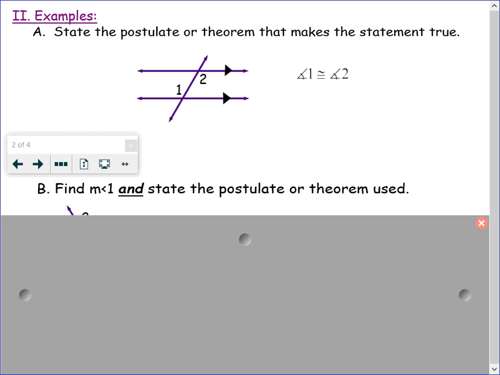We're going to look at a variety of types of examples. Our first example says, state the postulate or theorem that makes the statement true. So I don't even have to decide if this is true or not. They are telling me it's true. They have told me that I have two lines that are parallel. You can see that through the arrows right here, so we know they're parallel. They are also telling me that angle 1 is congruent to angle 2.